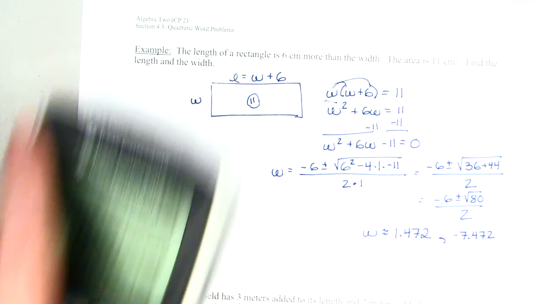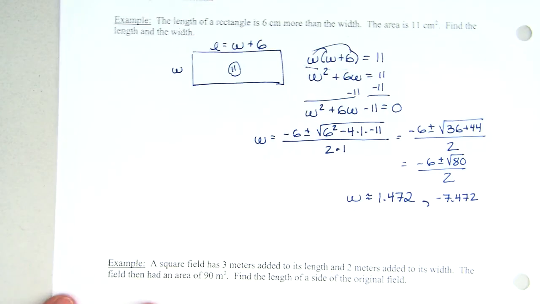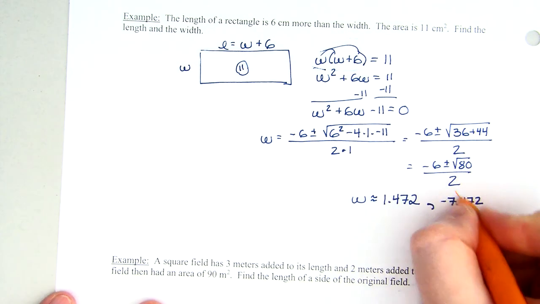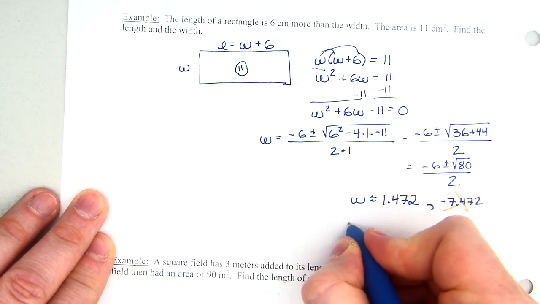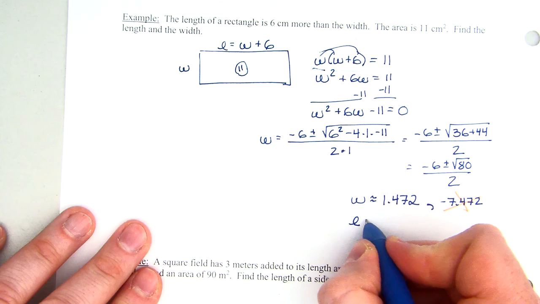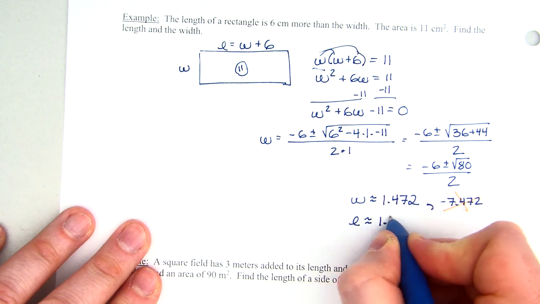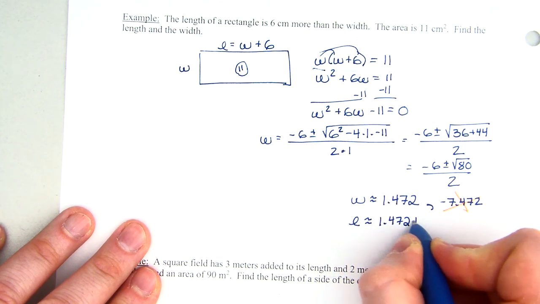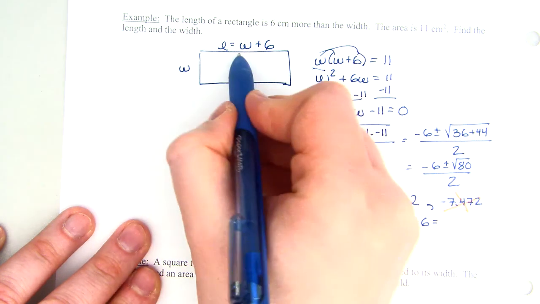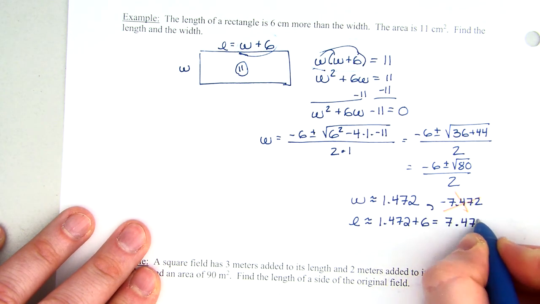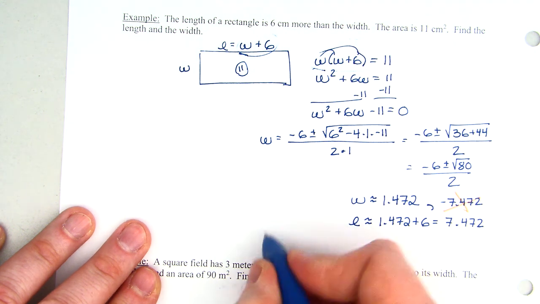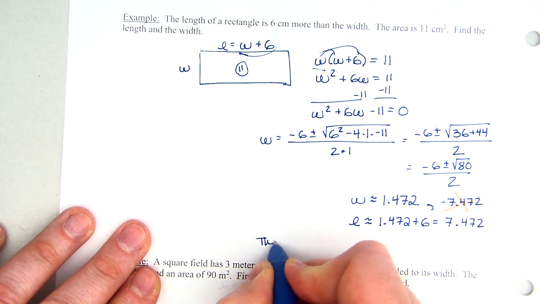So I've got two options for my width. I don't think they're both okay, because the width has to be a positive number. So I think there's my width. I'm going to say the length is the width plus 6. I'm just going to take that and add 6 to it, because again, there's my formula. I'm going to get 7.472.